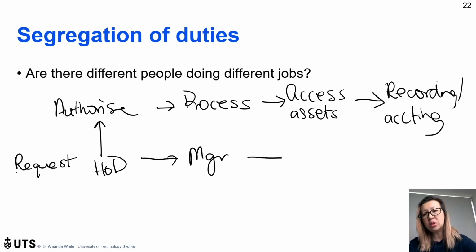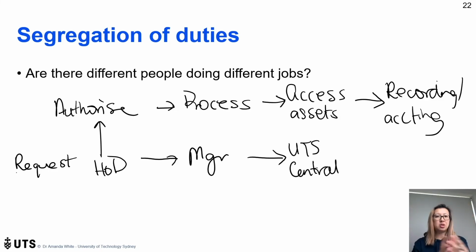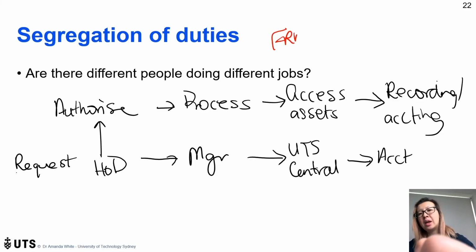The goods are then sent to the UTS central building. All right, so we don't get delivery straight to us, they go to central, and that's where the accountants do the accounting before sending the item to us. Now, why do we have different people doing different jobs? And the reason why is to minimize the risk of fraud.